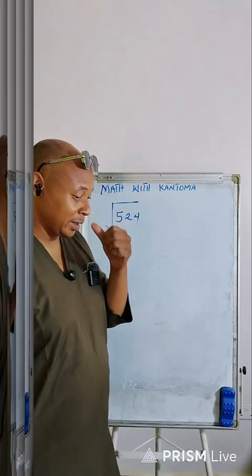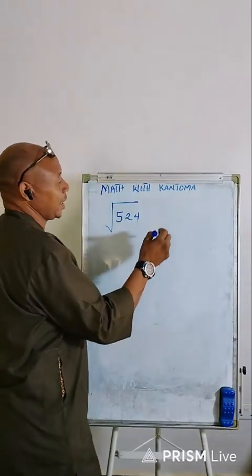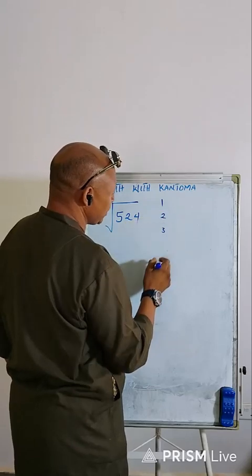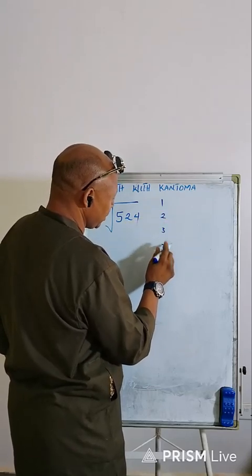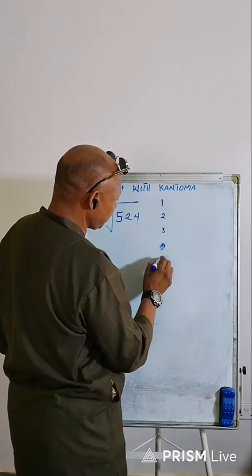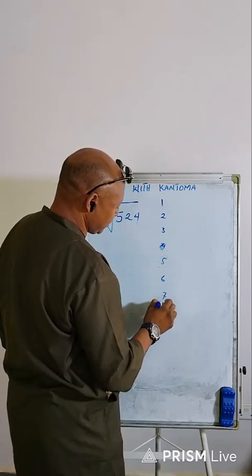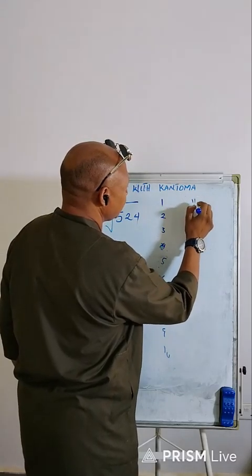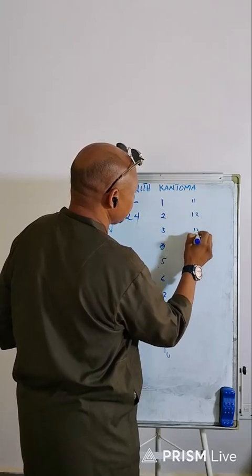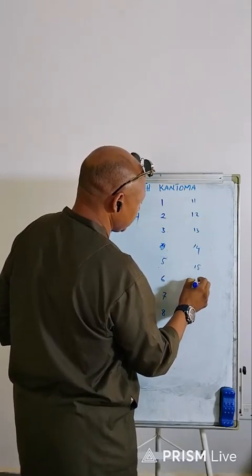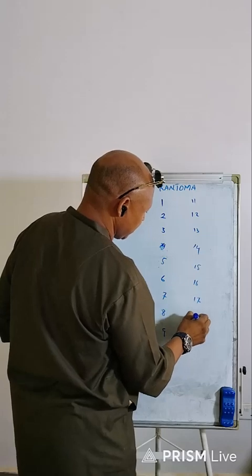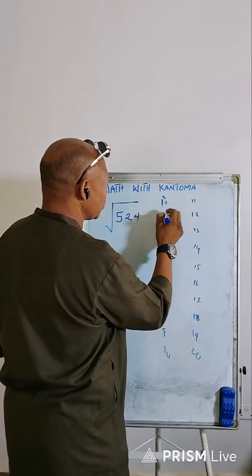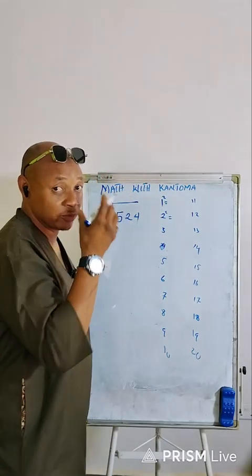But before we dive in, we need to master the squares of the digits from 1 to 20. 1, 2, 3, 4, 5, 6, 7, 8, 9, 10, 11, 12, 13, 14, 15, 16, 17, 18, 19, and 20. So now let's see what are the squares of these values. Let's master this before we dive in.